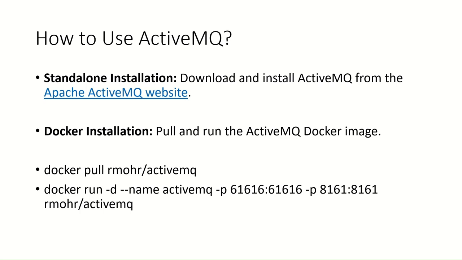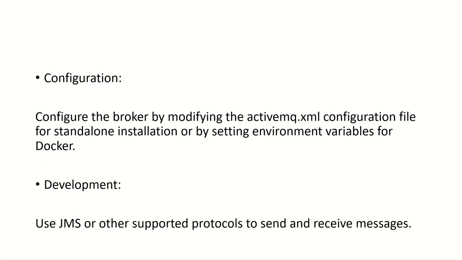Now coming to the next slide, how we can configure ActiveMQ in our Spring Boot application. If you are doing a standalone installation, you have to tweak the ActiveMQ.xml configuration. If you are installing the Docker image of ActiveMQ instead, then you have to do some settings in the application.properties file. I will tell you how to do those things when we do the development.